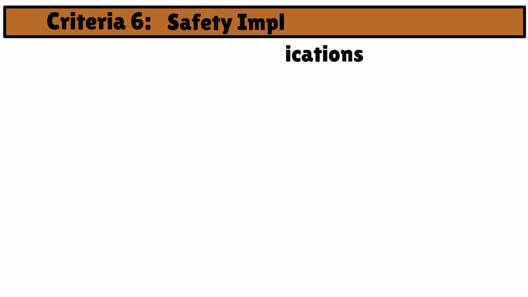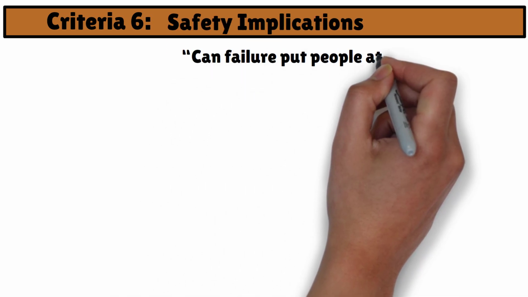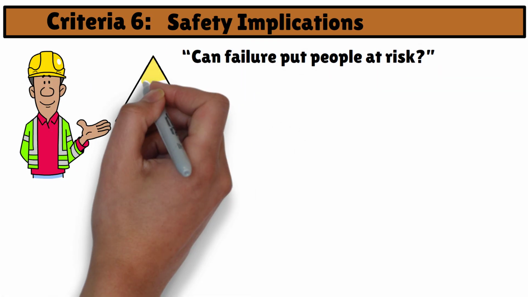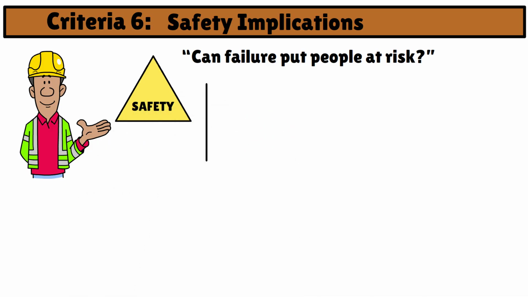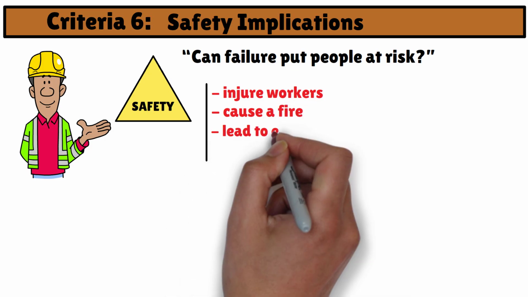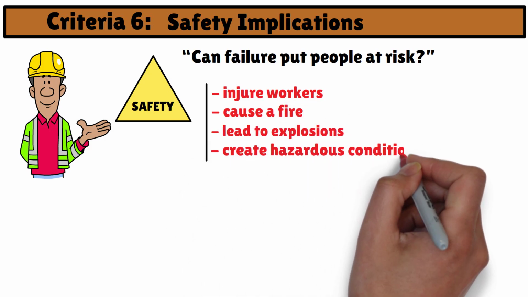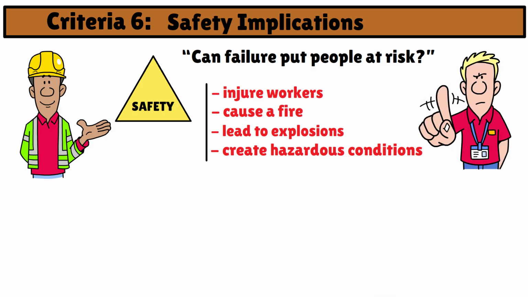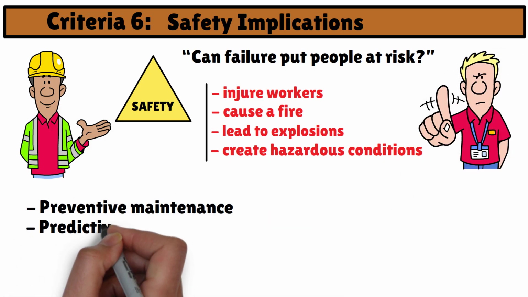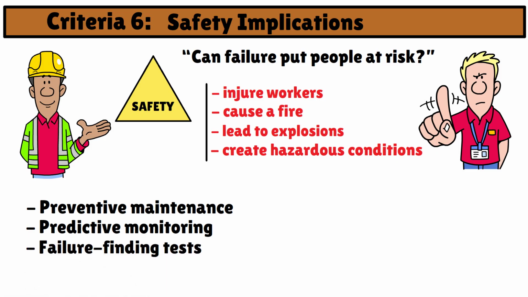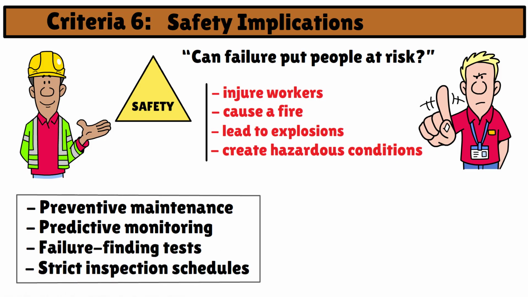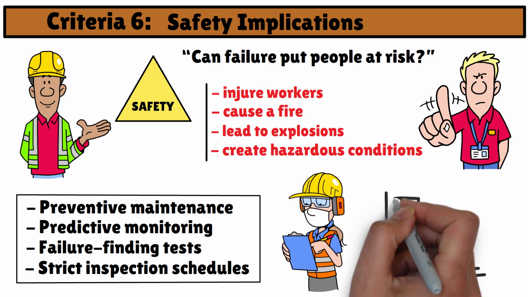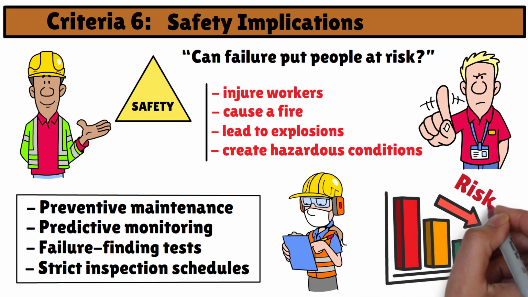Criteria 6. Safety implications. Can failure put people at risk? In any organization, safety is the highest priority. If an asset has the potential to injure workers, cause a fire, lead to explosions, or create hazardous conditions, then a reactive approach is never acceptable. Such assets require preventive maintenance, predictive monitoring, failure-finding tests, and strict inspection schedules. When safety is involved, the right strategy is always the one that removes or reduces risk to the lowest possible level.